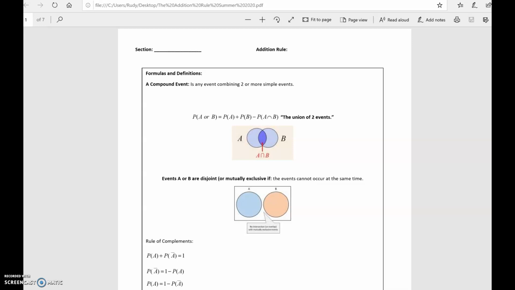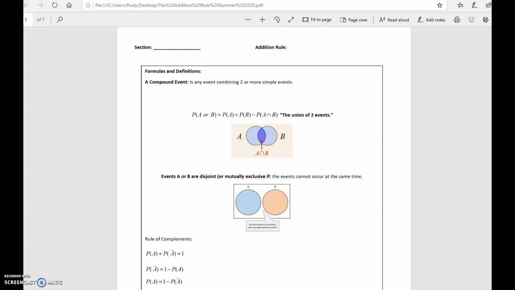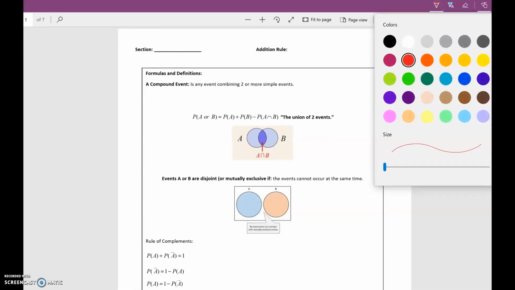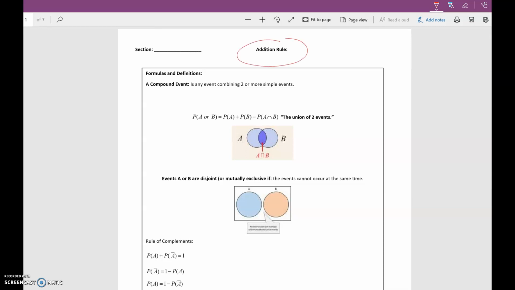Hi class, we need to take a look at the next section, which is called the addition rule, and it's simply a continuation of basic probability. This is the basic idea. In this portion of the section, we're going to look at compound events. Compound events are defined as events of the following form: you have two or more simple events.